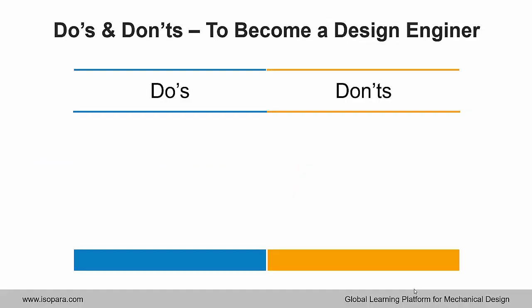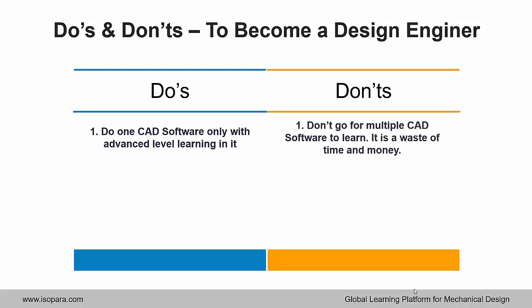First point mentioned over here as a do: one CAD software only, with advanced learning in it. And the don't says: don't go for multiple CAD softwares to learn. It is a waste of time and money, definitely. So why are we telling you to go for one CAD software? There is a reason. If you make your specialization in one CAD software, it would be easier for you to grow in that career. If you go for multiple CAD softwares at the initial stage, you would not be able to specialize in any one of them, and it will cost you a little bit more and it will waste your time also.